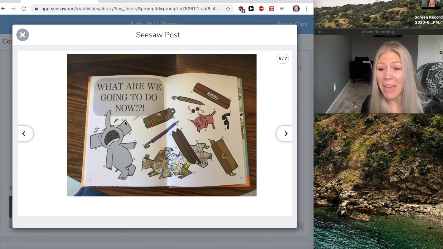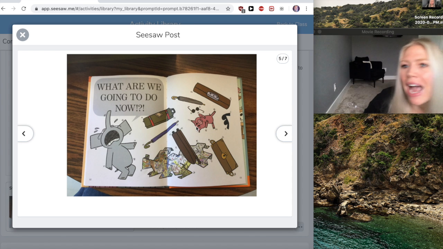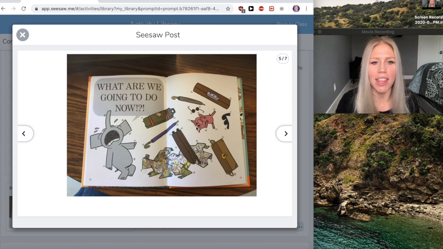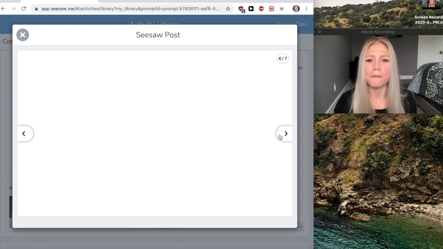When I look at the page, I can see elephant is screaming so loud that it looks like Piggy went in the air. So I need to use a louder voice. Let's try that again. What are we going to do now? I think I really brought that page to life. All right, let's go to the next page.